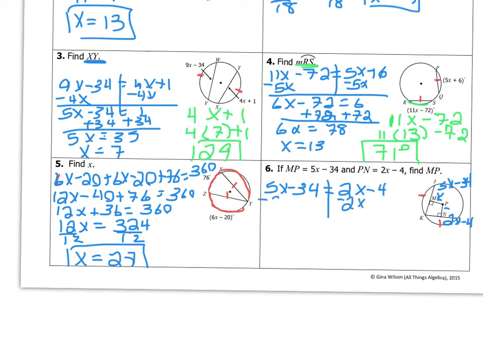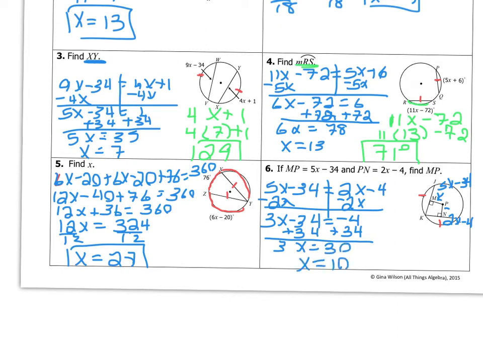Subtract 2x. 3x minus 34 is equal to negative 4. Add 34. 3x equals 30, divide by 3, and x equals 10. But it tells you to find MP. So MP is 5x minus 34. We're going to replace the x, so 5 times 10 minus 34. So 50 minus 34 is going to give me 16. All right, let's go to the back page for, whoops.